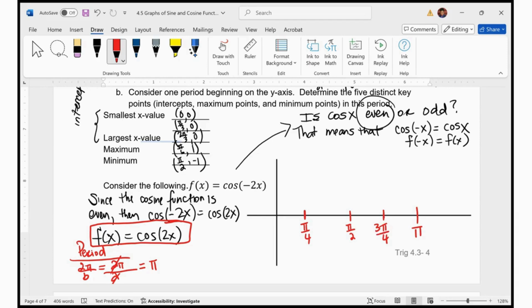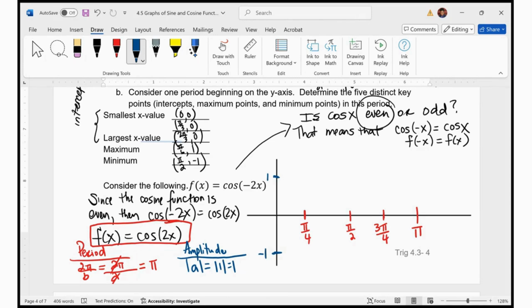All right, I'll give you about 20 seconds to work on the amplitude. What is A? 1. All right. And we know that amplitude represents how high it is above the x-axis and below. So that's kind of telling us where our peaks are.